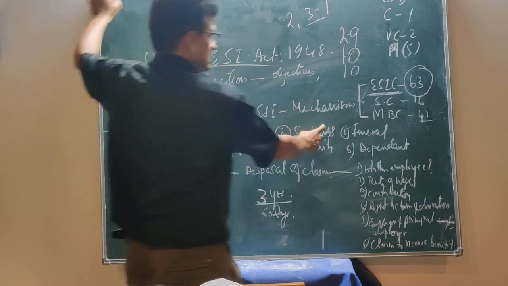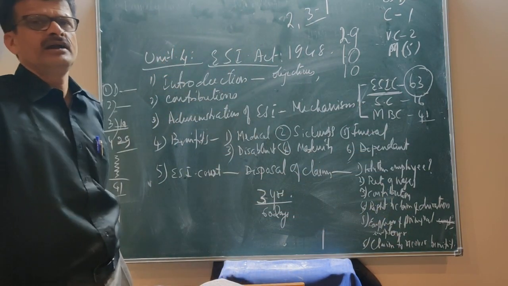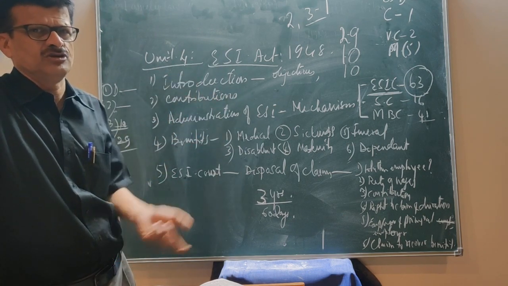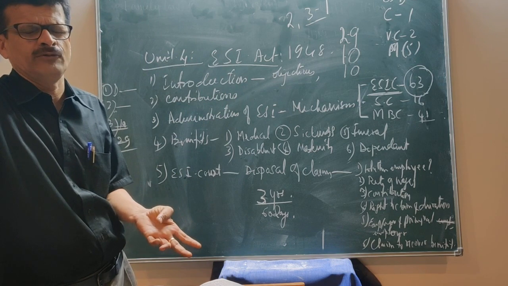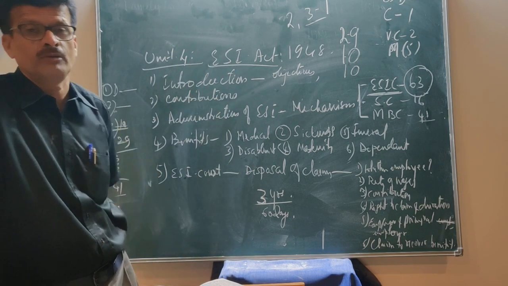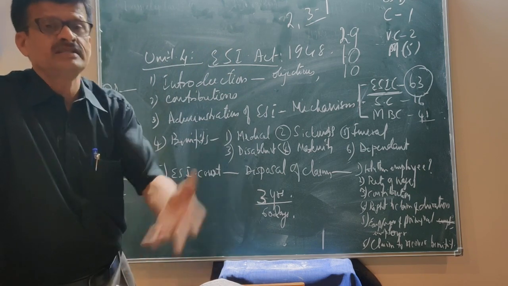Medical benefit, sickness benefit, funeral, dependent. Dependent benefit means when the employee dies, either in the course of employment due to an accident resulting in the death, either in the course of employment, time of employment, place of employment, or out of employment, even beyond the time of employment, place of employment, then the dependent. Who is dependent? I have defined it.